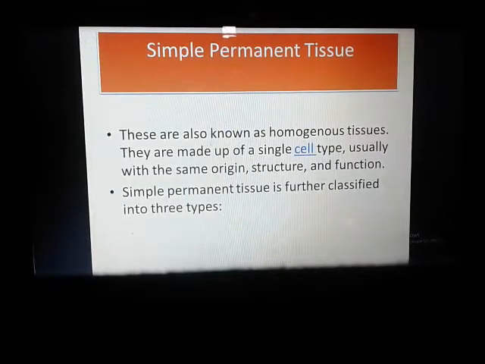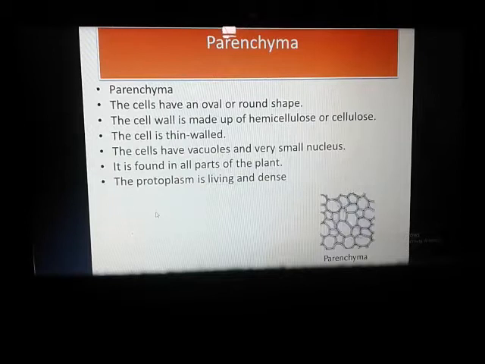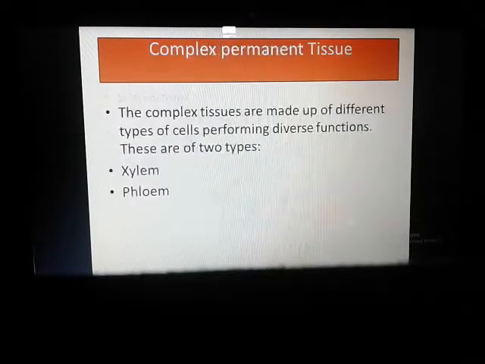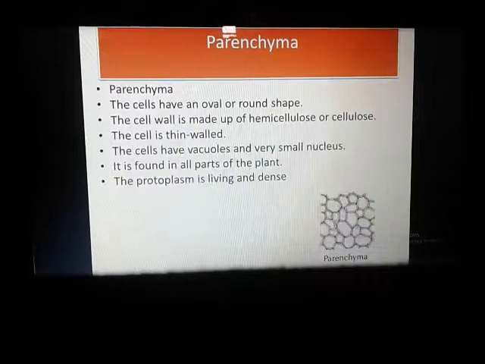These are also known as homogeneous tissues. They are made up of a single cell type, usually with the same origin, structure and function. Simple permanent tissue is further classified into three types: one is parenchyma, second is collenchyma, and third is sclerenchyma. So one by one I will discuss the three.